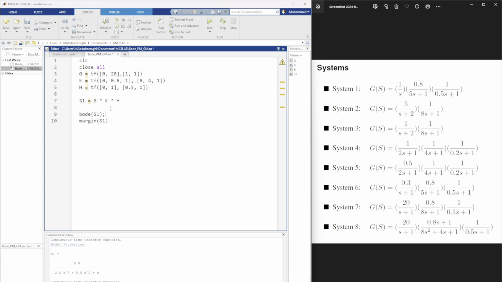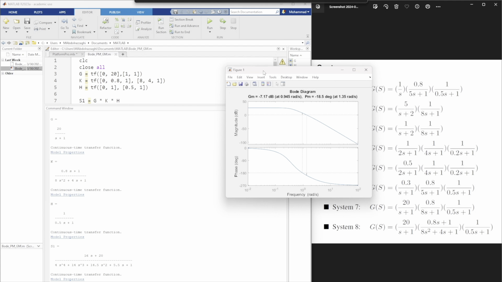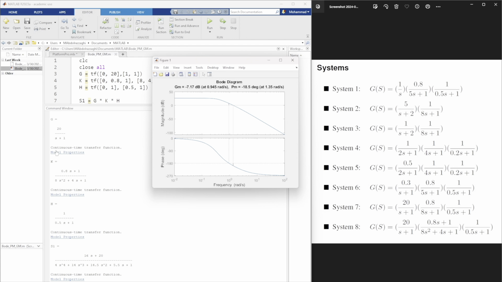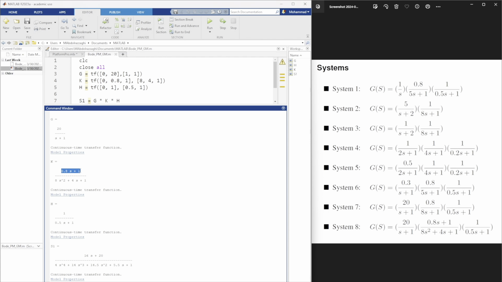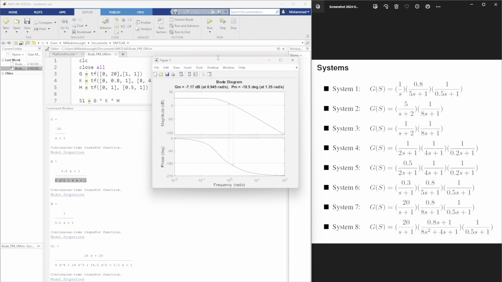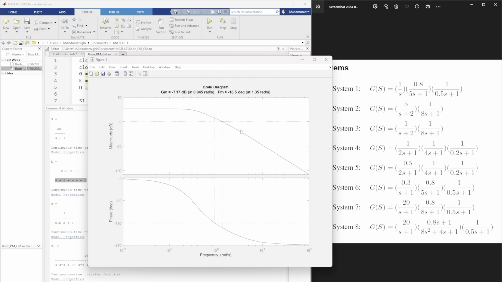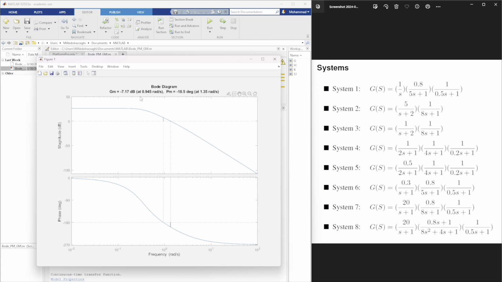So if I want to make sure that all of those blocks are given as I'm expecting, you can see that 20 over S plus 1, 0.8 S plus 1 over 8 S squared plus 4S plus 1, and also the last one are all given correctly. And the response of the system right now is plotted as you can see here. So this looks like to have a gain margin of -7 dB and a phase margin of -18 degrees.